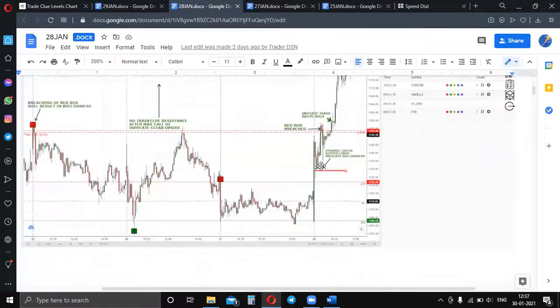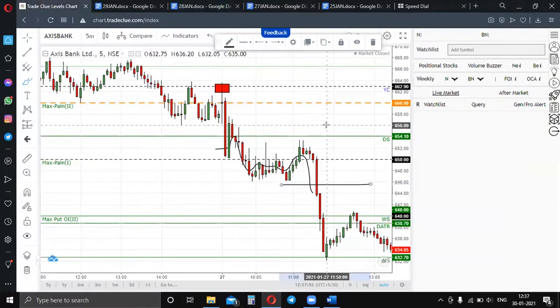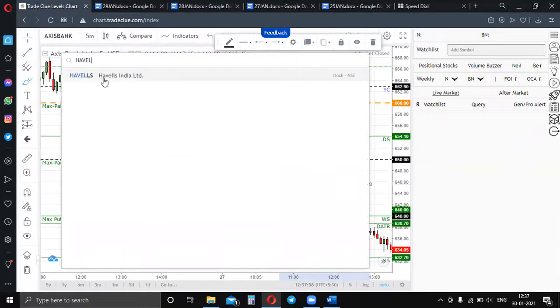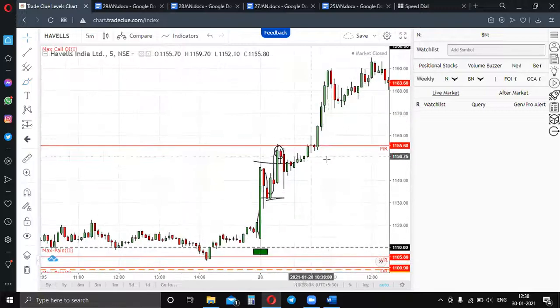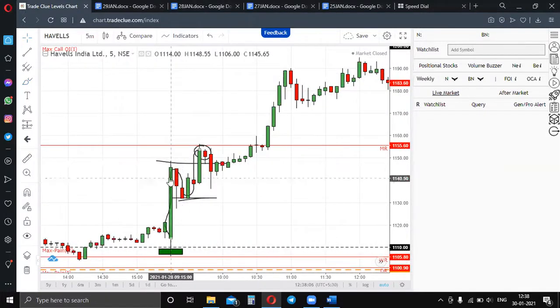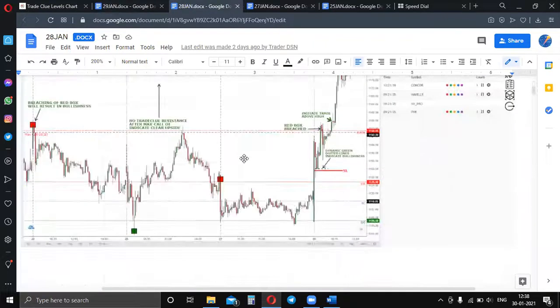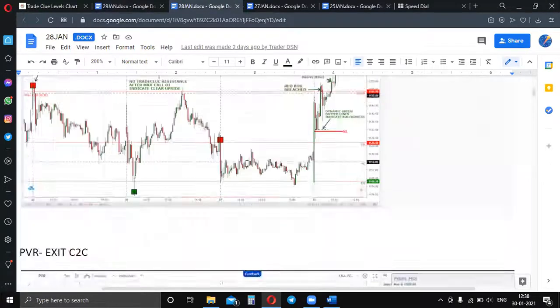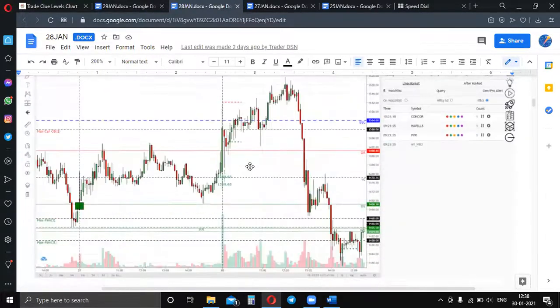What happened on 28th? Now this is the pattern we are talking about. Like in Havells, what we have seen, a retracement and a follow-up buying candle. Why are we looking at Havells? Because Havells was in a particular NY Pro, and that too along with a huge volume, right? We'll show you.